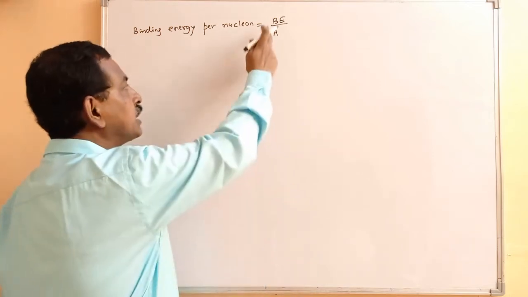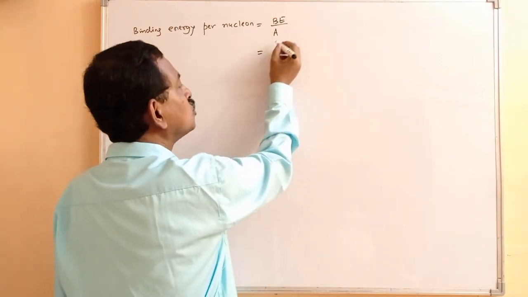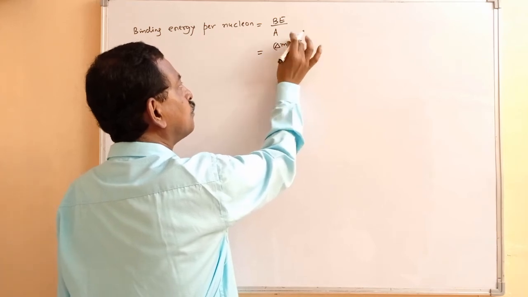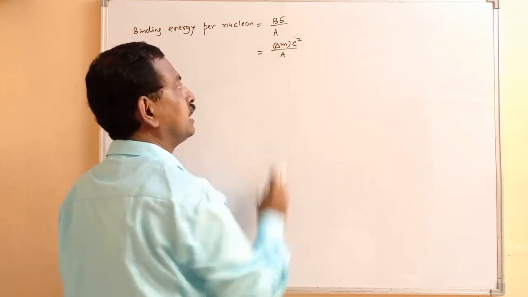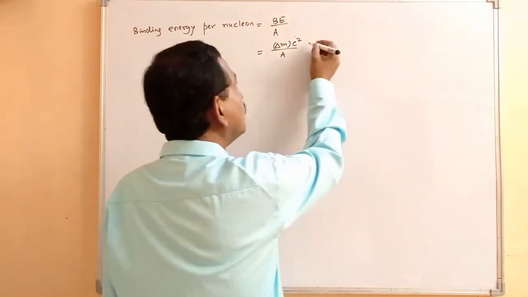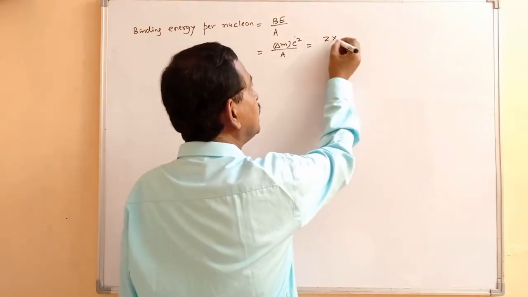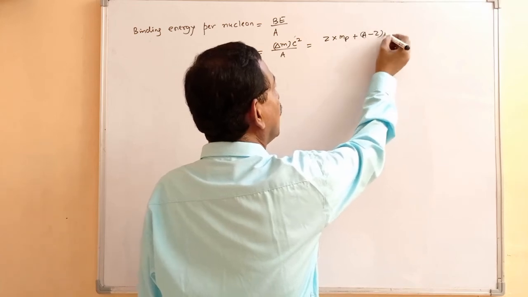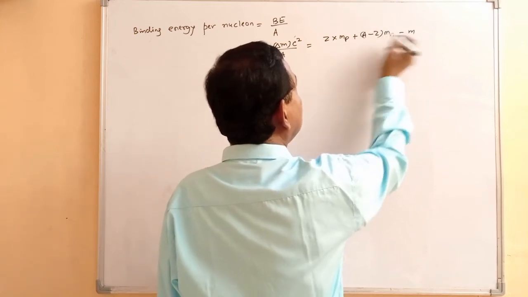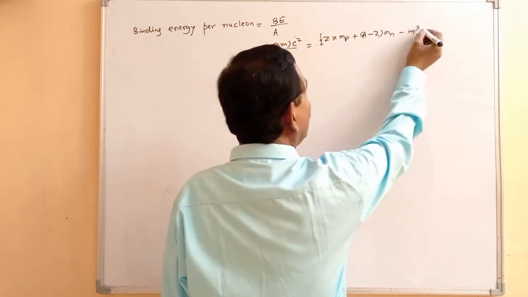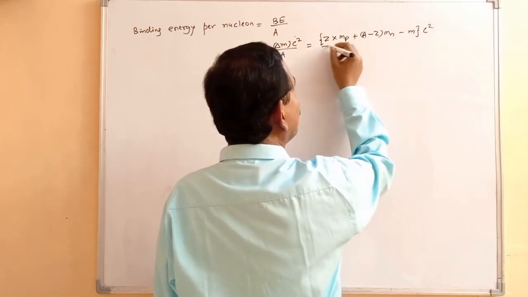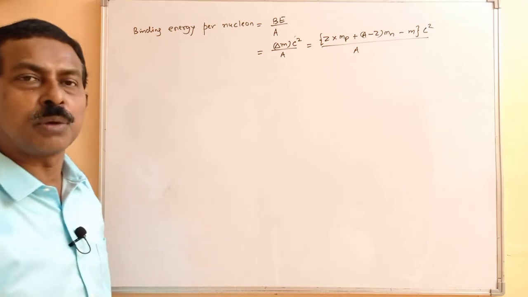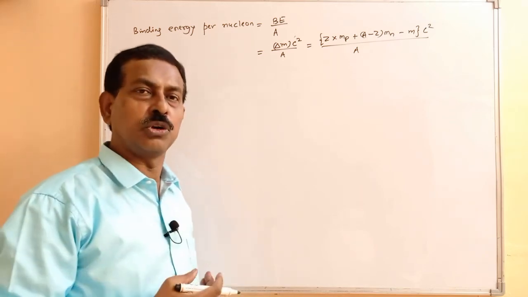We have already obtained the expression for the binding energy, that was delta M c square, divided by A. Or if you write, it is Z into Mp plus (A minus Z) into Mn minus M, this whole term multiplied by c square, divided by A. So this is the expression for binding energy per nucleon.